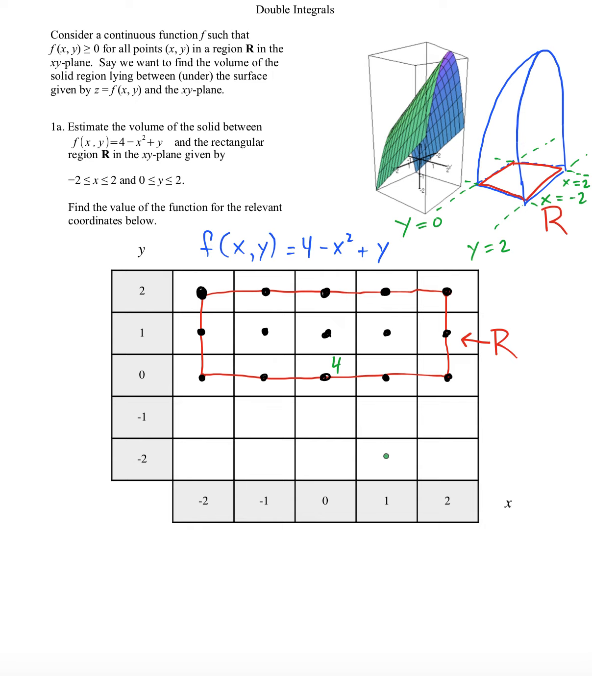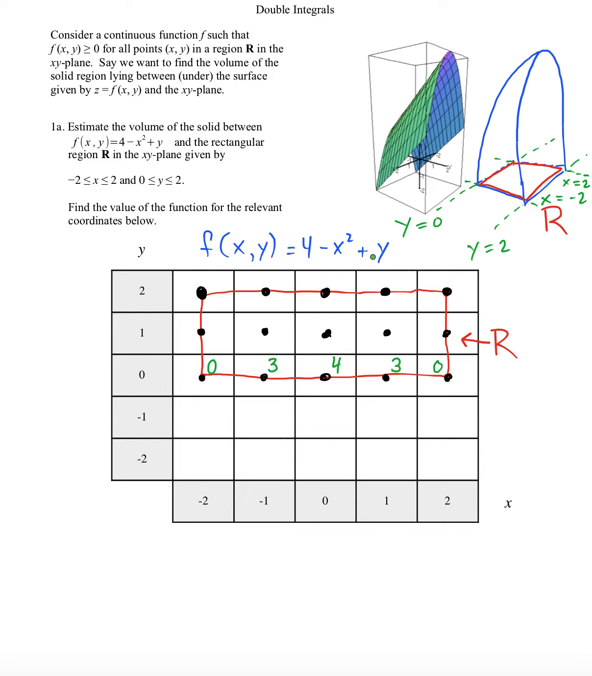And I'll plug in the x of 1 and a y of 0. And we'll get 3 for that. If I plug in an x of -1 and a y of 0, I also get 3. If we plug in an x of 2 and a y of 0, we'll get 0. And there's some symmetry to this shape.